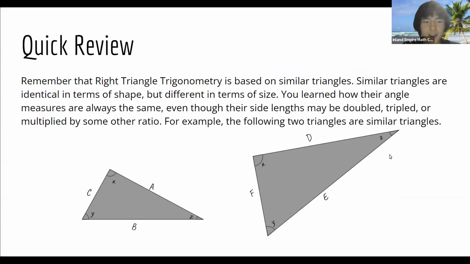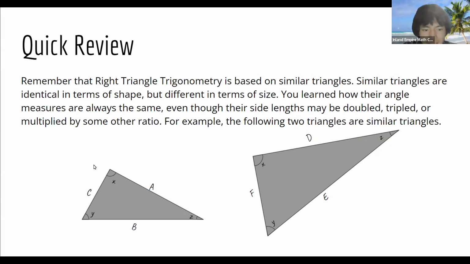Okay, so last time you learned about basic right triangle trigonometry, and how it's really based on similar triangles, right? For example, here you have two similar triangles, and you can see they're the exact same shape. They have the exact same angles, the exact way that the lines meet each other, but they're different in size, because their angle measures are always the same, but their side lengths might be doubled, tripled, or multiplied by some other ratio.